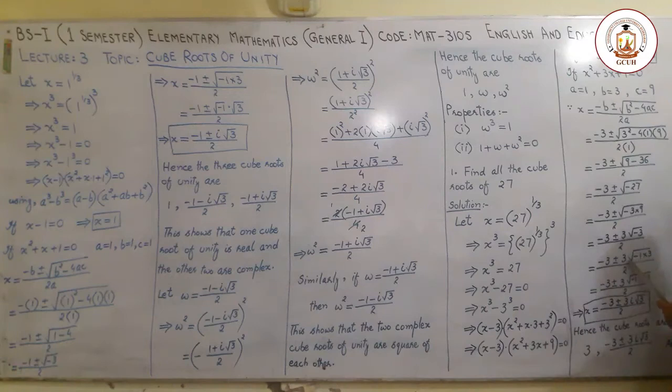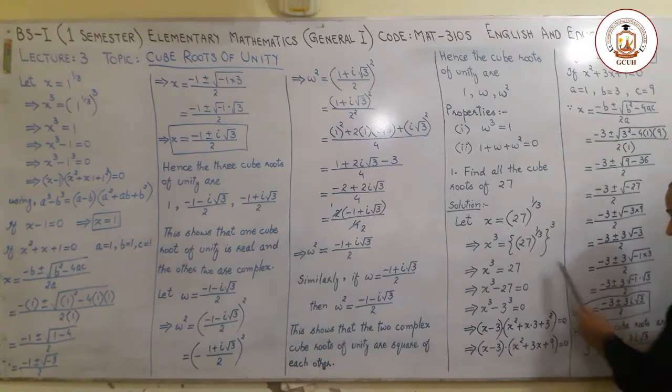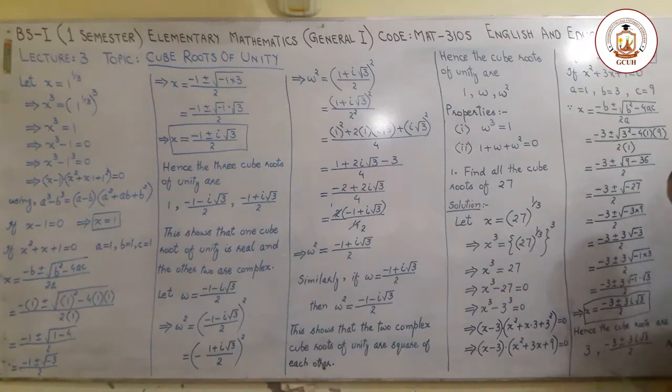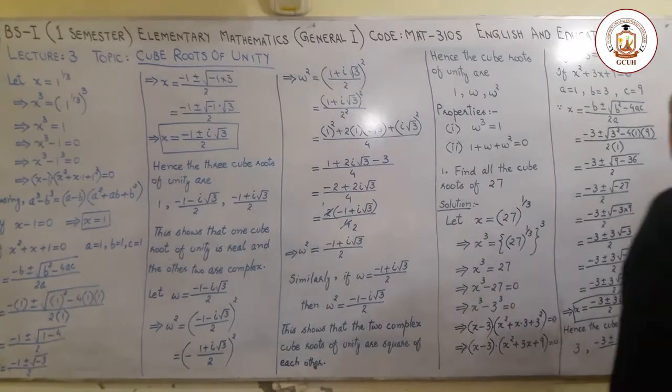And then we further separately distribute the square root in minus 1 and 3, and we know that the square root of minus 1 is iota. So this term is now simplified here, 3 into iota into square root of 3. So these are the remaining two complex cube roots of 27. So finally the cube roots of 27 are found: 3 and minus 3 plus minus 3 iota root 3 upon 2.